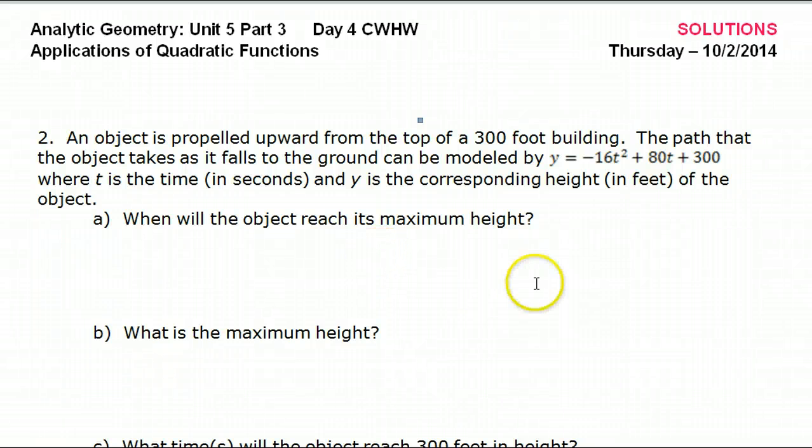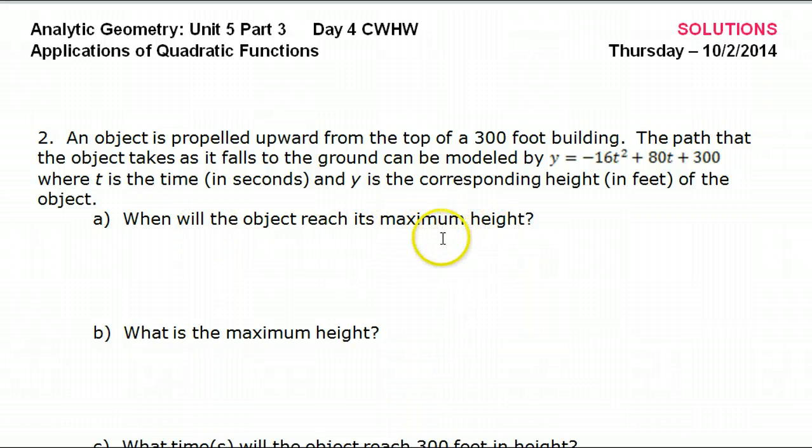Alright, this is part 2 of our lesson on applications of quadratic functions. An object is propelled upward from the top of a 300-foot building. The path that the object takes as it falls to the ground can be modeled by this equation. T is the time in seconds, and y is the height in feet. Okay, now when will the object reach its maximum height?